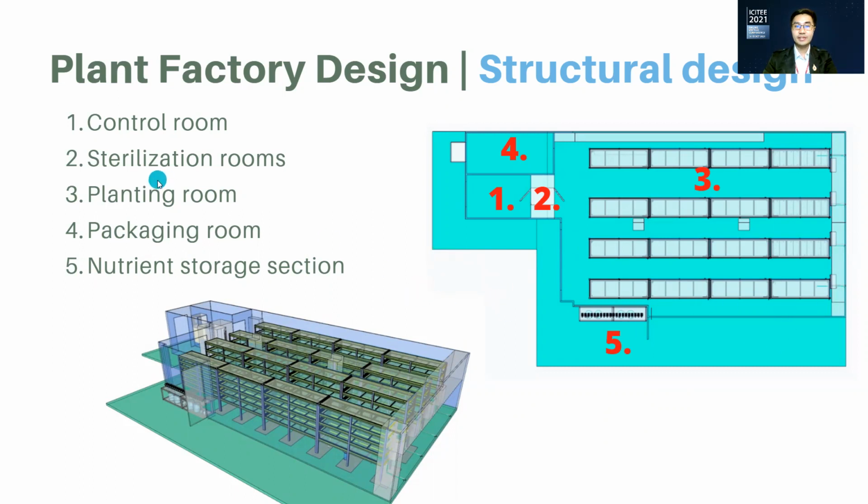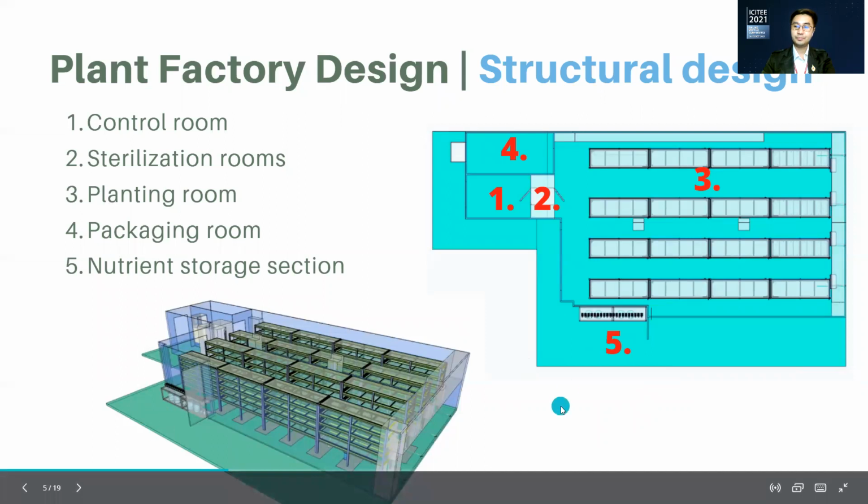The second one is the sterilization room, and the next one is the planting room, and the next is a packaging room here. The last one is the nutrient storage section. The nutrient storage section is outside of the planting room.